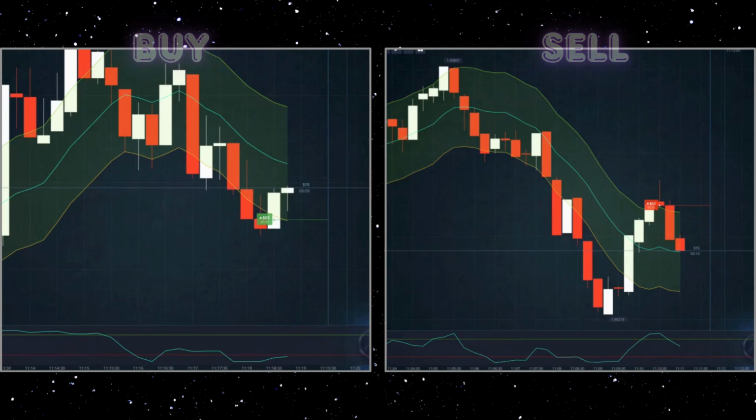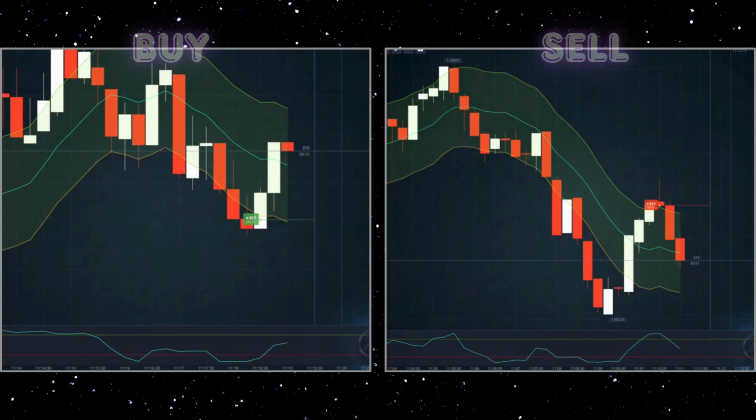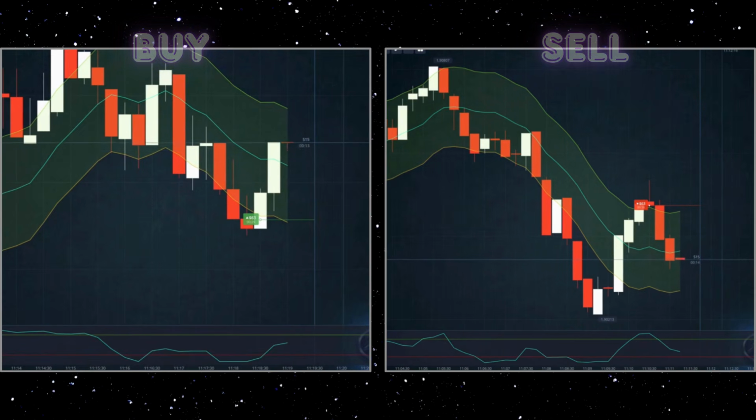For a sell setup, the logic completely mirrors this. A single 15-second candle must break and close completely above the upper envelope line, while the DeMarker simultaneously touches or climbs above the 0.8 line. The moment that candle closes, you immediately open a 1-minute sell trade right on the next candle open.